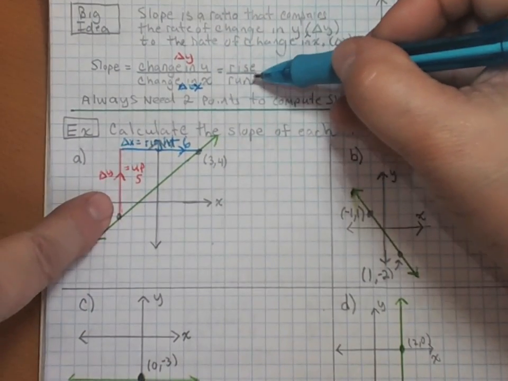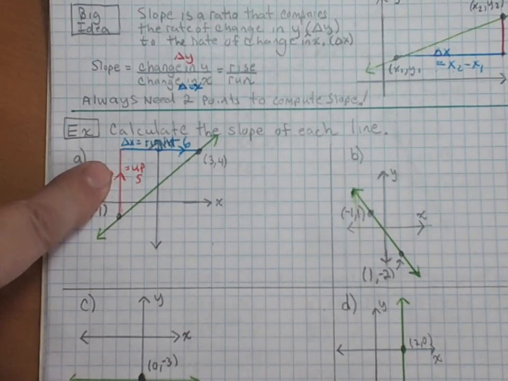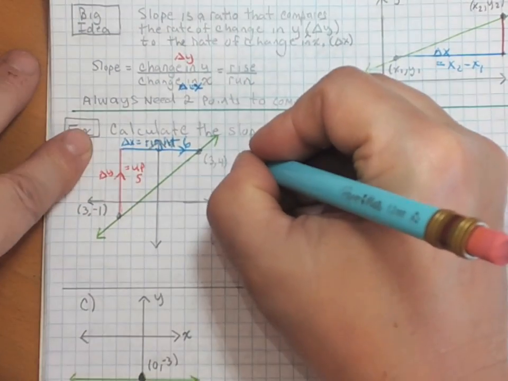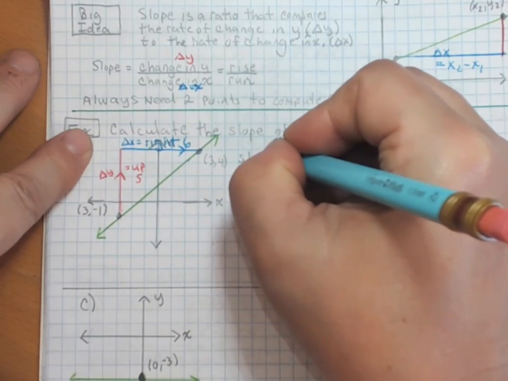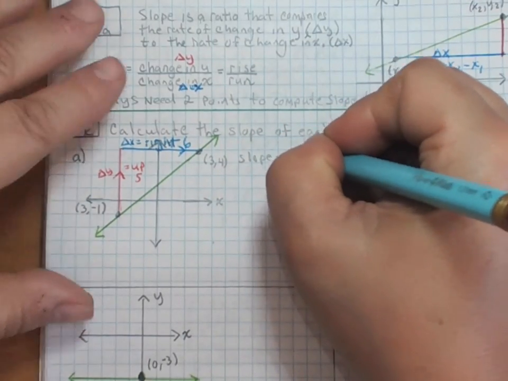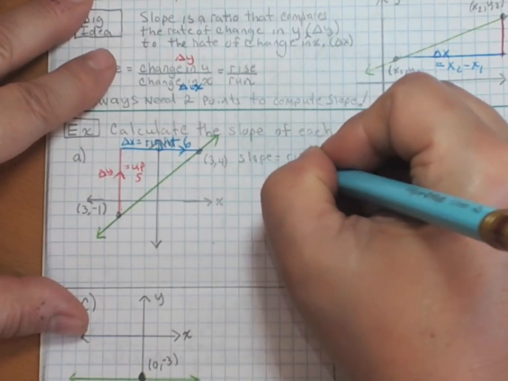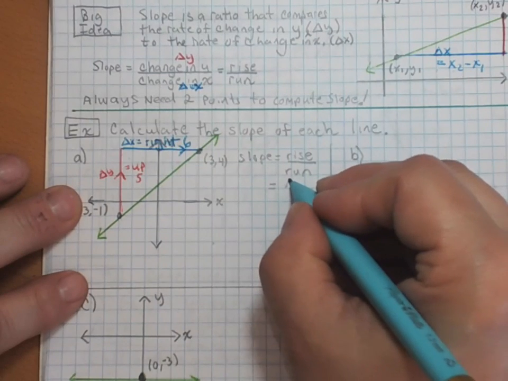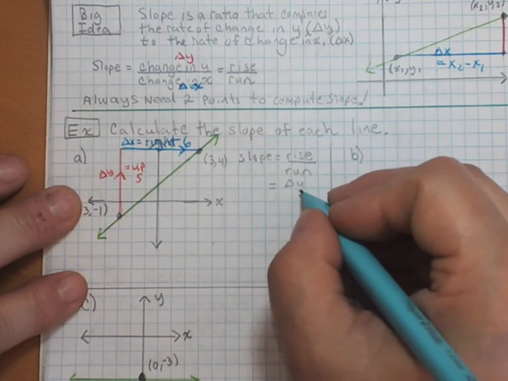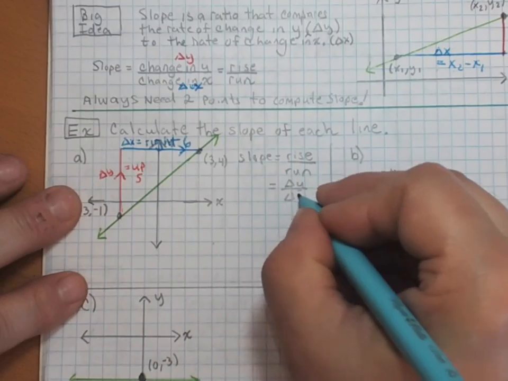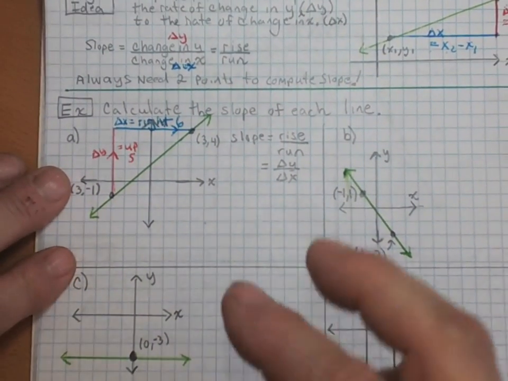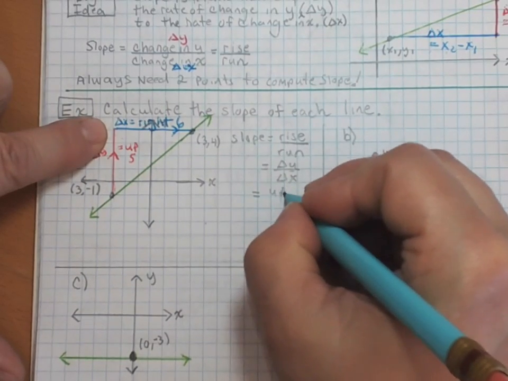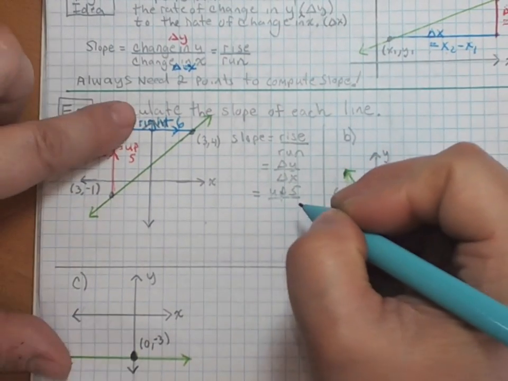So my rise is up 5. So let's rewrite this in words: slope is equal to rise divided by run, which is equal to my delta y over my delta x. Just want to keep you familiar with those terms. I won't write all of that every time. And I've gone up 5, and right 6.